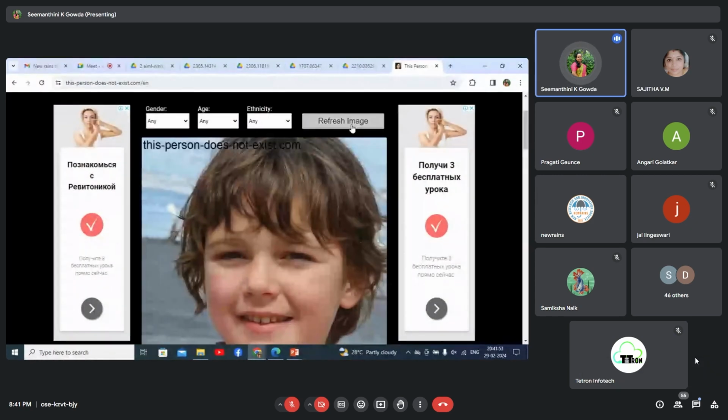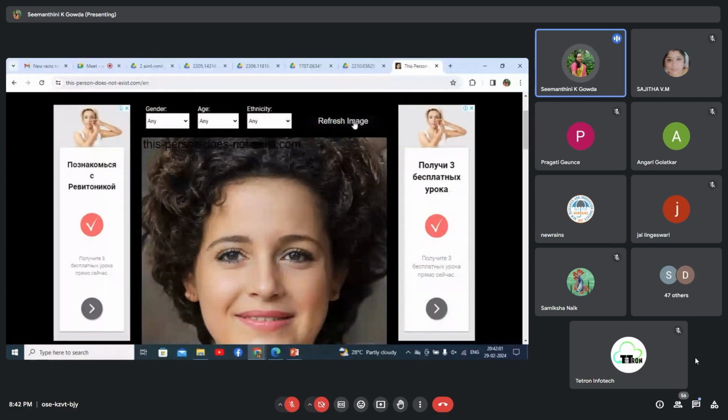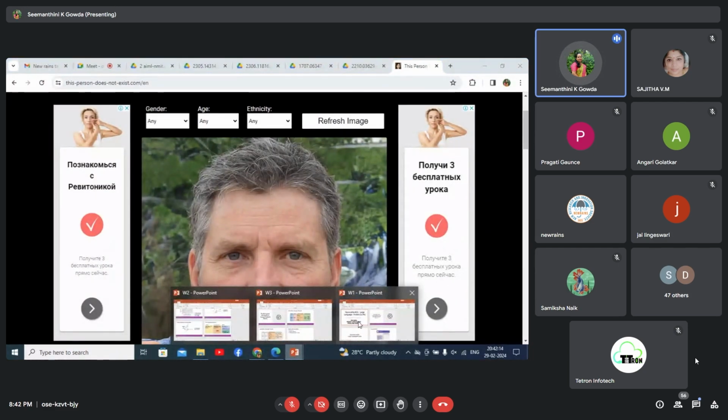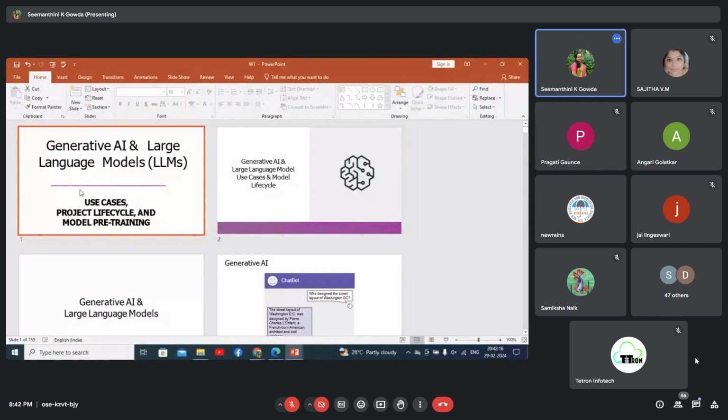Like that, in each and every case, the images are generated. Here, there is no gender specified, no age specified, no ethnicity specified, nothing is specified, but it automatically generates the images. How does this work? How do the concepts of generative AI play a very important role here? We are going to discuss generative AI and the concepts of an LLM.